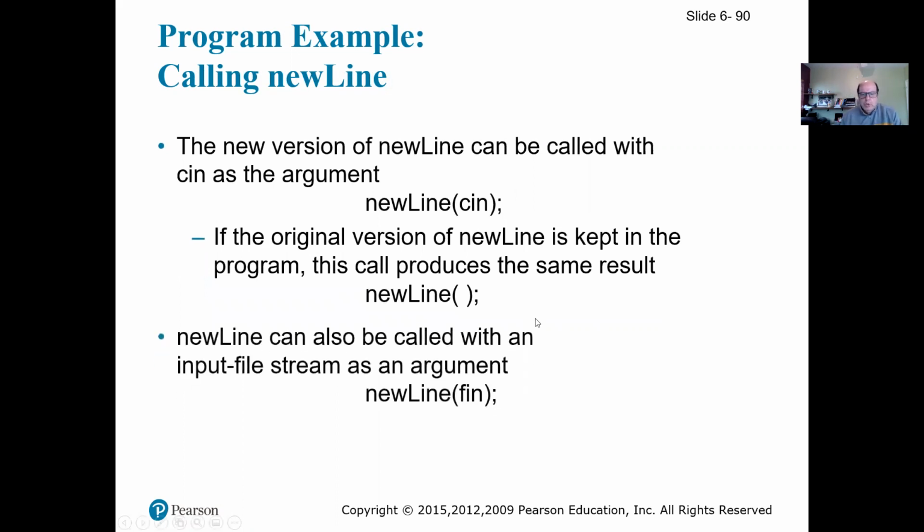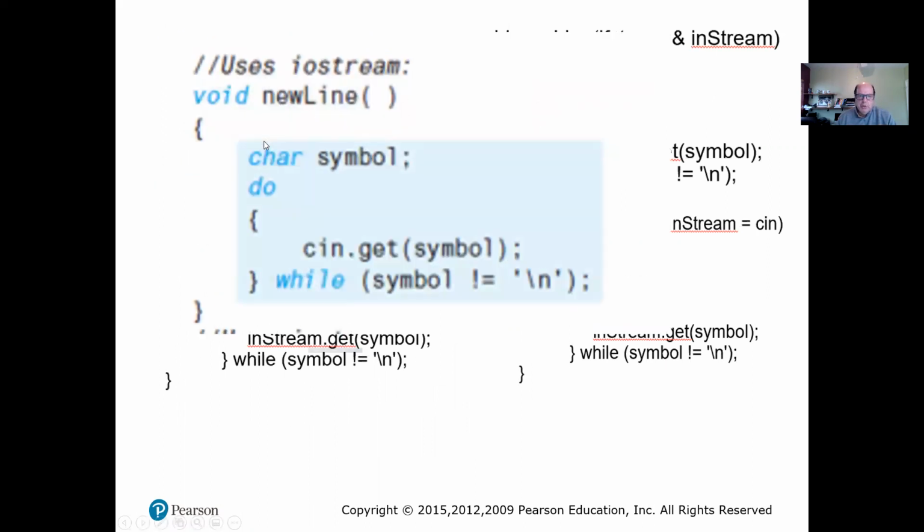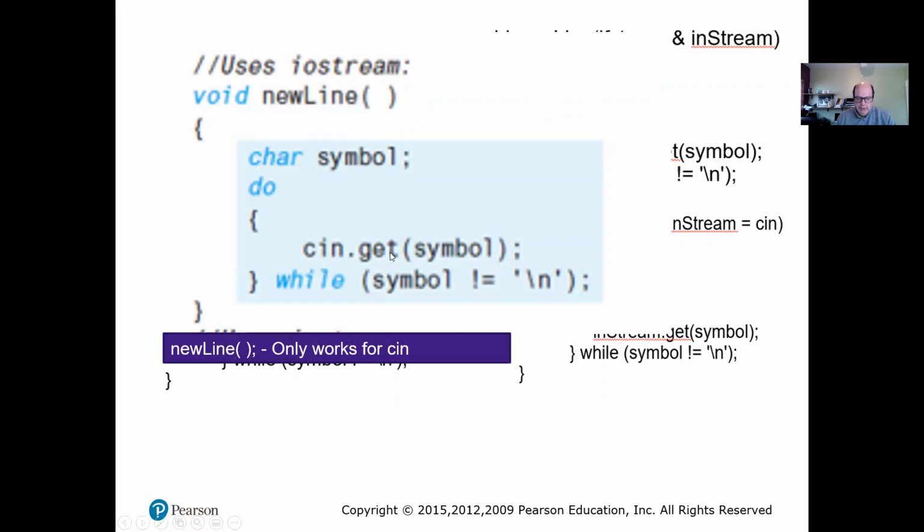So we have 3 ways of doing the new lines, and we're going to look at how we're going to do it. So if I just have this, it is only going to be used for cin. It doesn't work for anything else, just cin. So when I'm calling it, it has no parameter, and it's just going to work for cin.